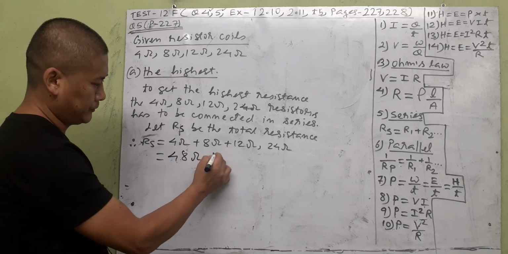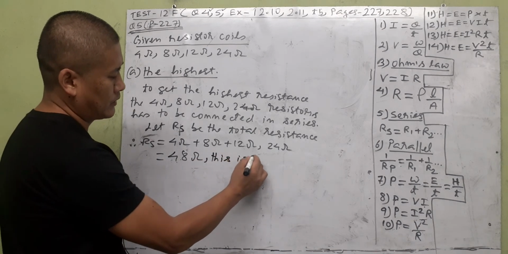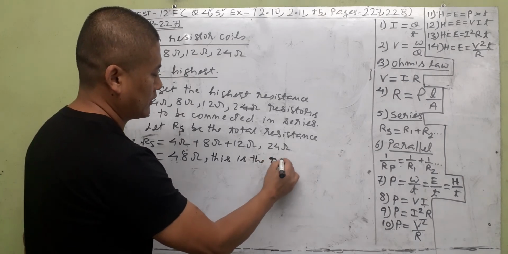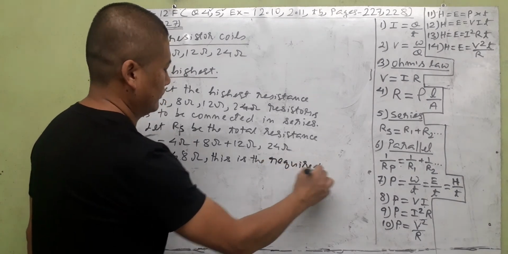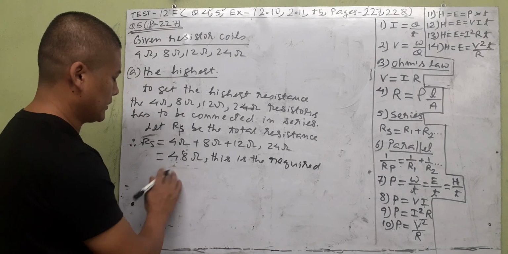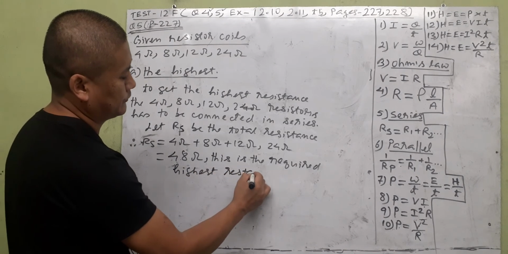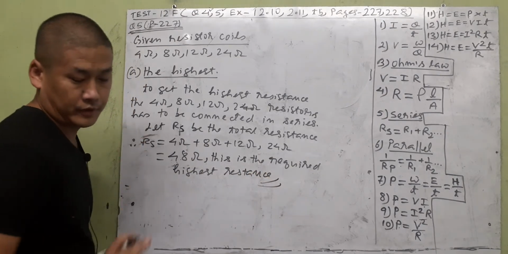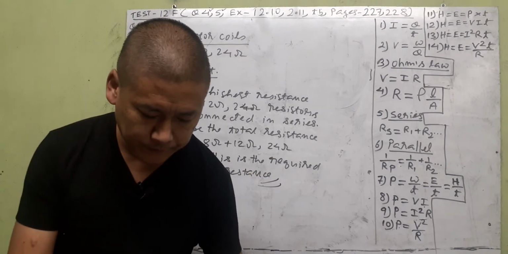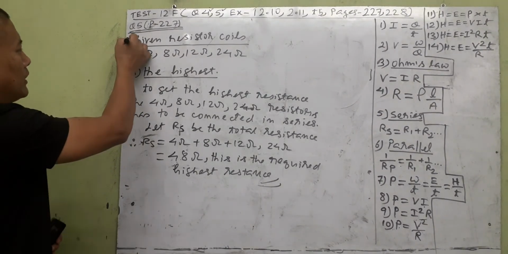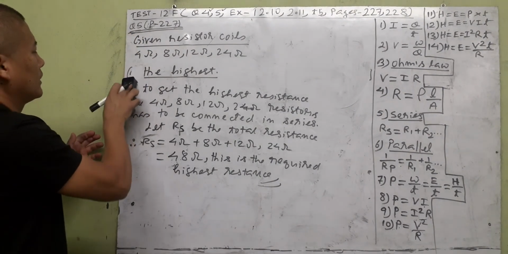So you write here, this is the highest resistance that you can get. Highest resistance, the answer 48 ohms. Okay, then the lowest possible. So this is A. Okay, this is A. Then let's go to B.